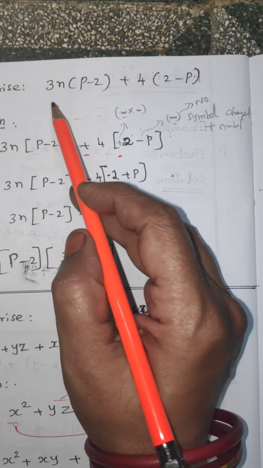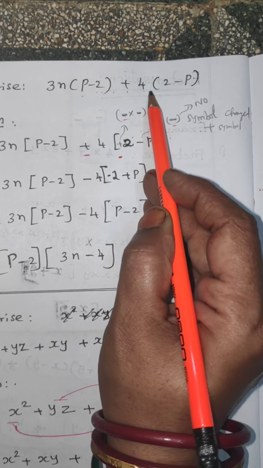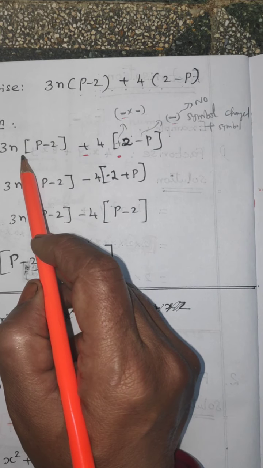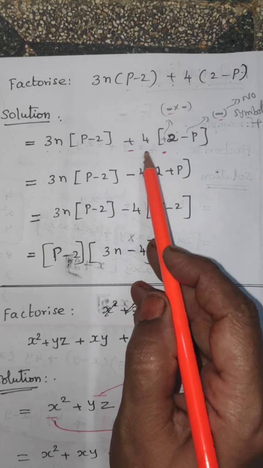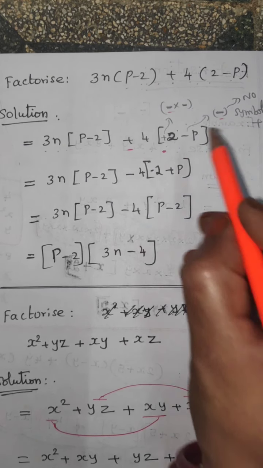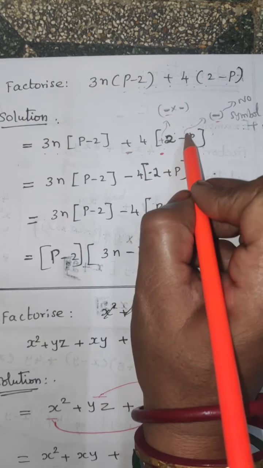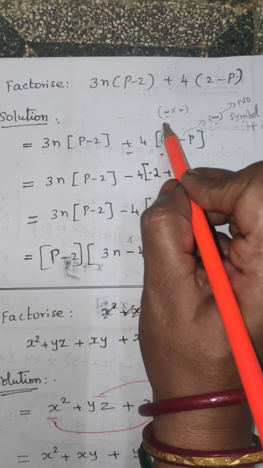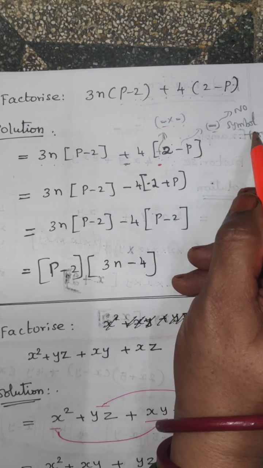Next question: factorize 3n into p minus 2 plus 4 into 2 minus p. So write the question again: 3n into p minus 2 plus 4 into 2 minus p. See very carefully how the plus symbol comes. Minus into minus is plus. So write it as the plus symbol. How is this plus symbol written? Minus into minus, this is only one minus symbol.